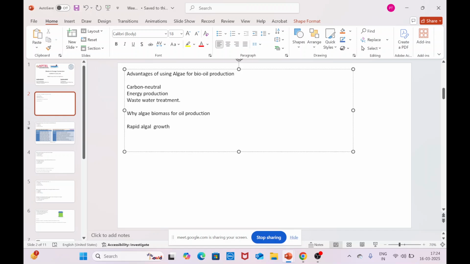Then any other, you have a big list of factors related to why algal biomass is suitable. Rapid algal growth. So in saline and brackish water, the growth of algae is more.